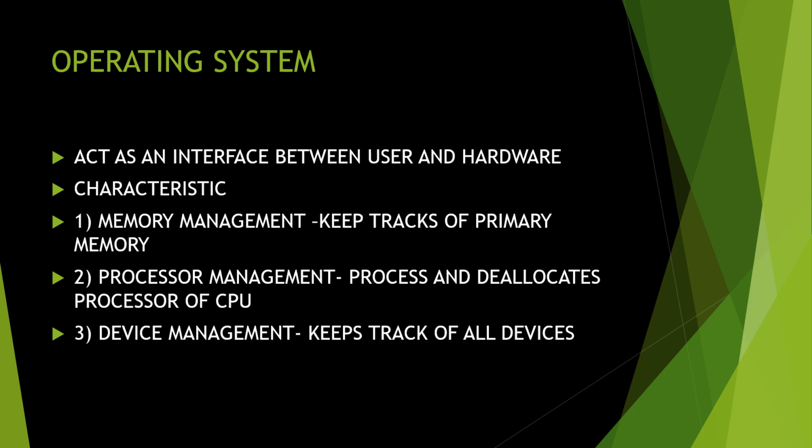One is memory management. It keeps track of primary memory. You know what primary memory is. All the memory management with primary memories is done by the operating system. Next is processor management, which allocates and deallocates the processor or CPU. Processing means how to do the things, like converting into machine language, whatever is needed. Device management keeps track of all devices. When you connect a device to the computer, like a pen drive, all the tracking is done by device management.